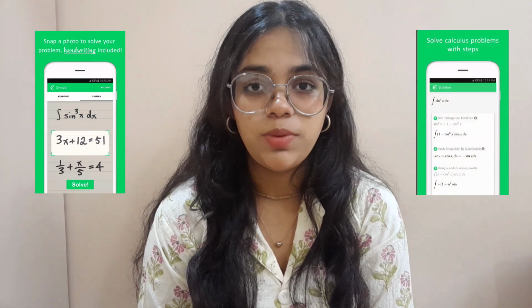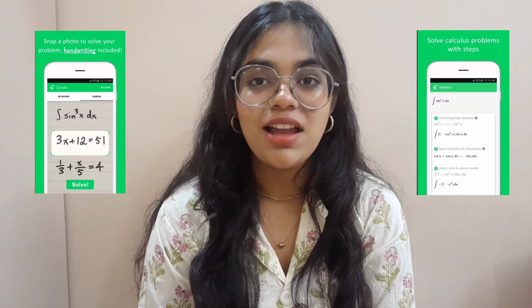Next up is Cymath. If math is your Achilles heel, Cymath app is just for you. It uses AI to give step-by-step solutions to any of your math problems, making it easier to understand even difficult and complex concepts.